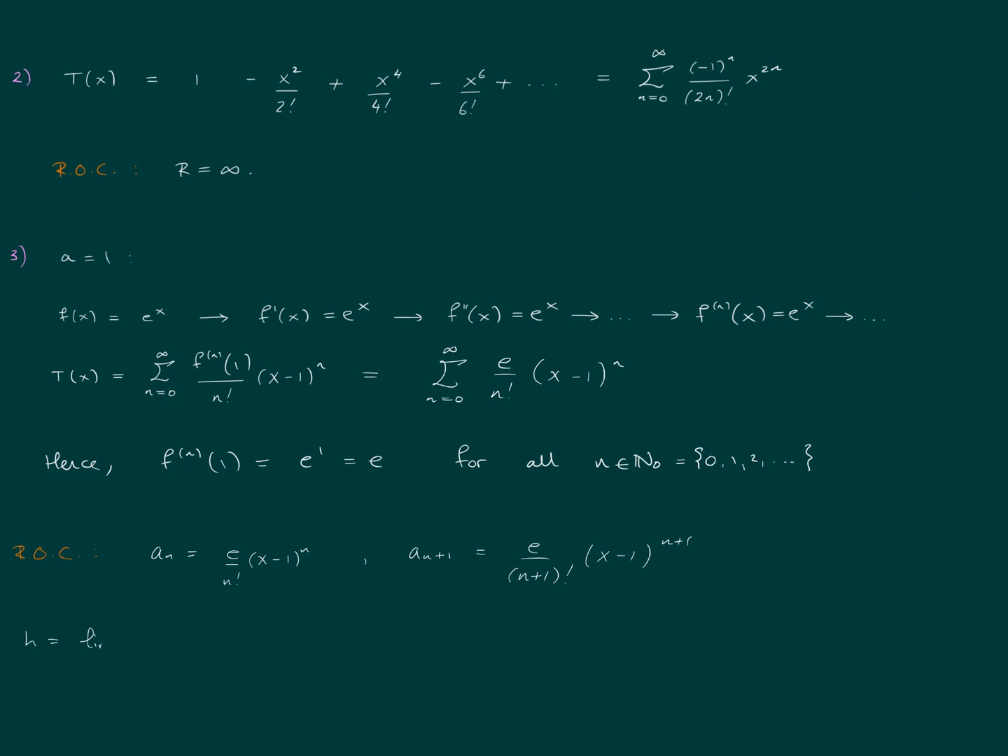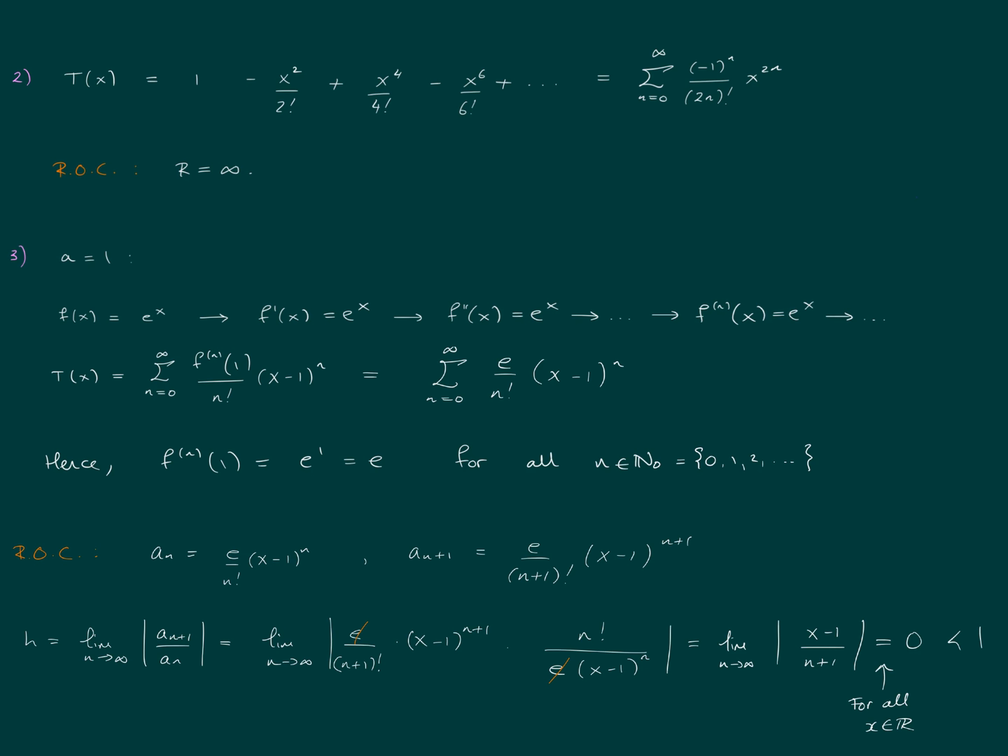So let's look at the limit of their quotient. a_(n+1) over a_n equals the limit as n goes to infinity of e over (n plus 1) factorial times (x minus 1) to the n plus 1, times n factorial over e, flipping a_n upside down. Now what cancels? The e's obviously cancel. We're left with one power of (x minus 1) on the top, and the (n plus 1) factorial cancels with n factorial to just leave an n plus 1 on the bottom. Now, like before, for any fixed x, this is equal to 0, because the bottom blows up. So whatever number x is, it will always go to 0. So it converges for any x, so R is equal to infinity again.